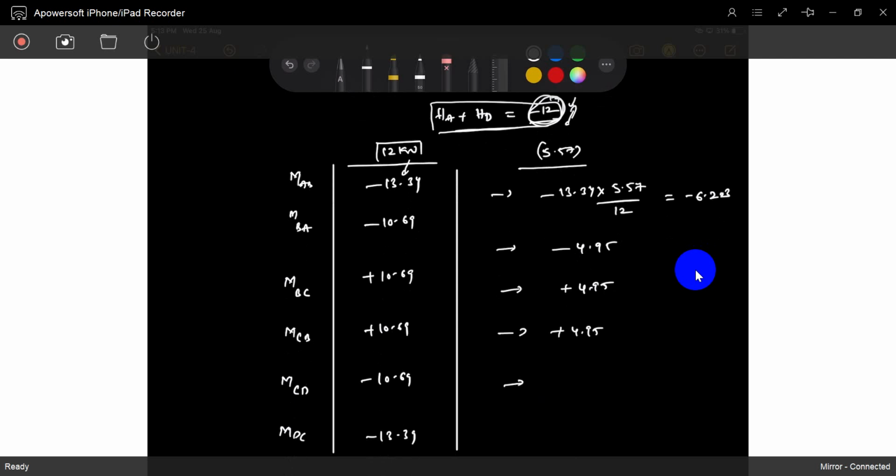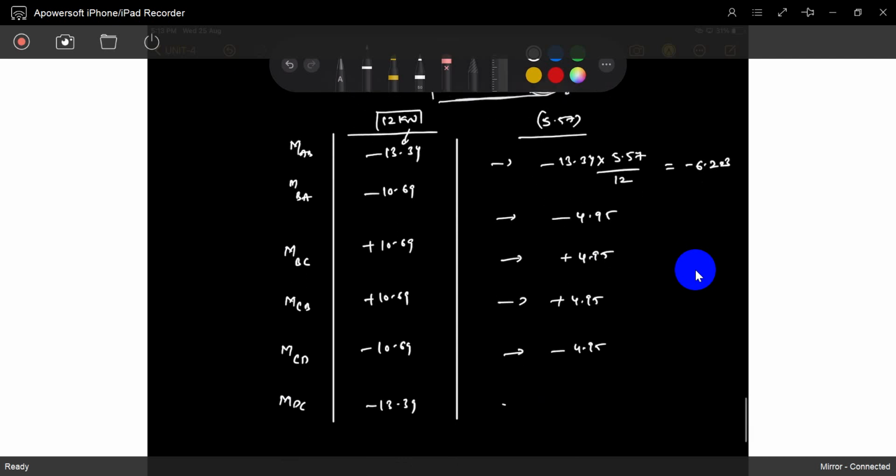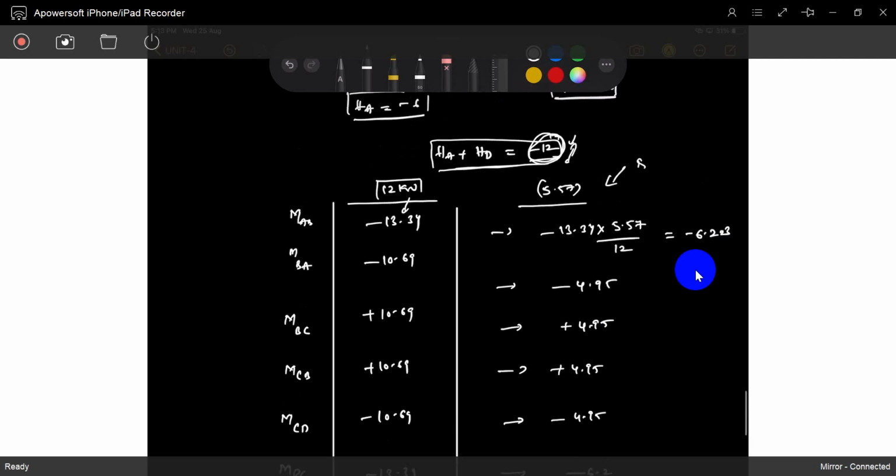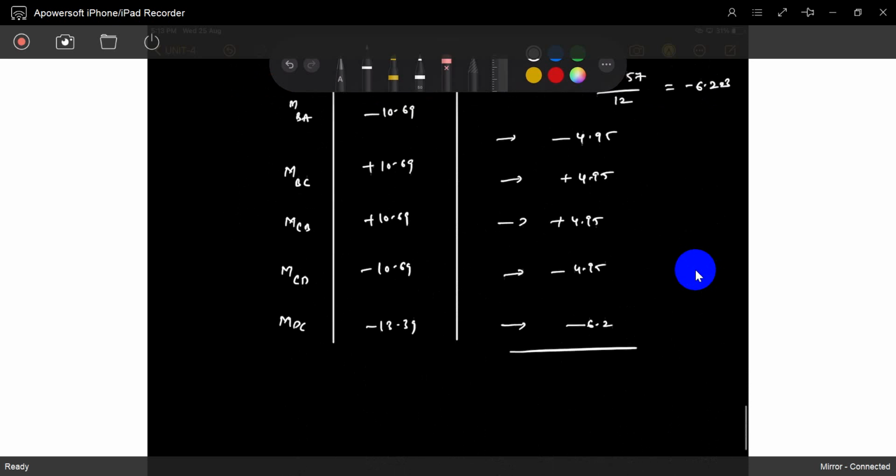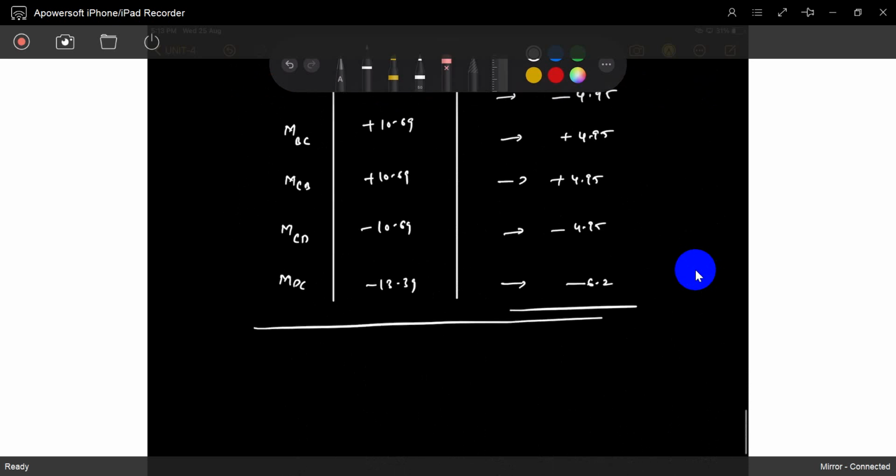4.95. It is again 4.95. This value is minus 6.2. That's it. These are the sway moments for 5.57 kilonewtons. Okay, understood? That's it, it's over. Now it's reality.